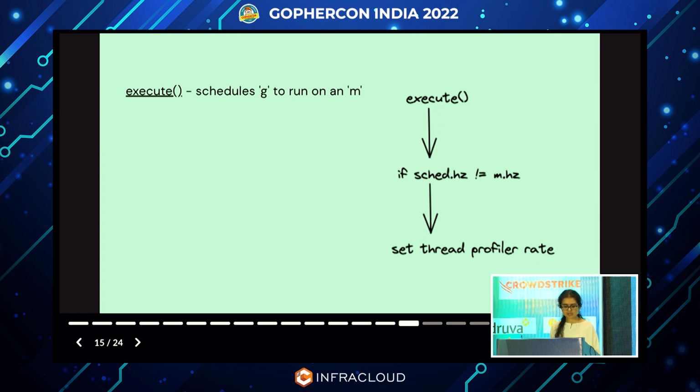Now, since this profiling rate should be visible to other OS threads as well, we set the profilehz field of sched. So sched basically stores a bunch of scheduling related information. And when a G is scheduled to run on an M, if profiling is enabled and if the profiler rate is different on the M compared to the current rate as seen in sched, then the thread profiler is set on this OS thread M.